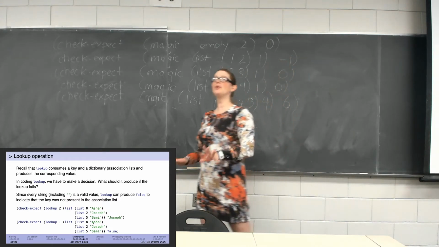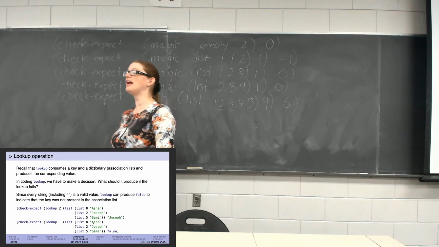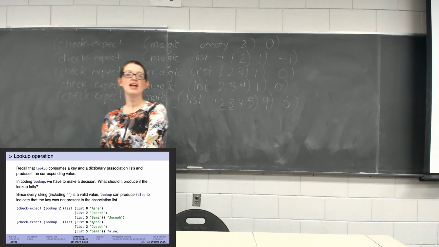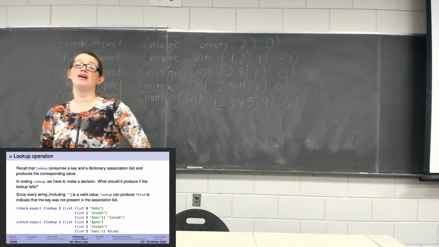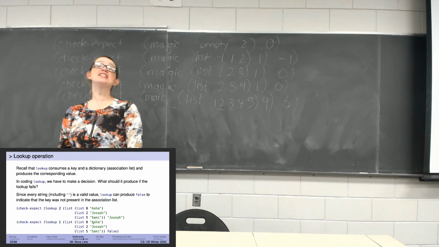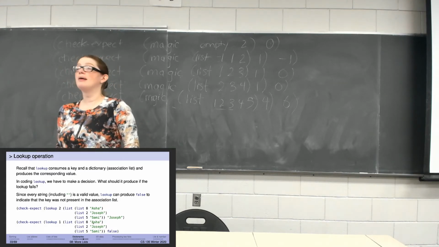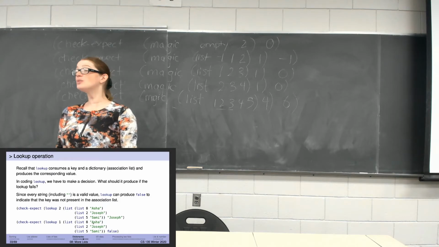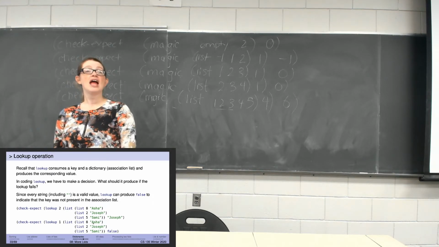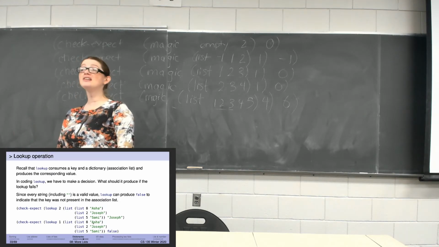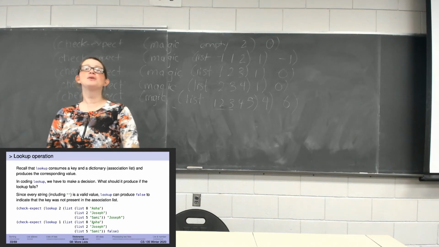Now, here's one of the really, really fun things about a language like Racket. In languages like C and Java, functions can only return a single type. If I tried to write a lookup function in C and the values were strings, my function lookup would have to produce a string.